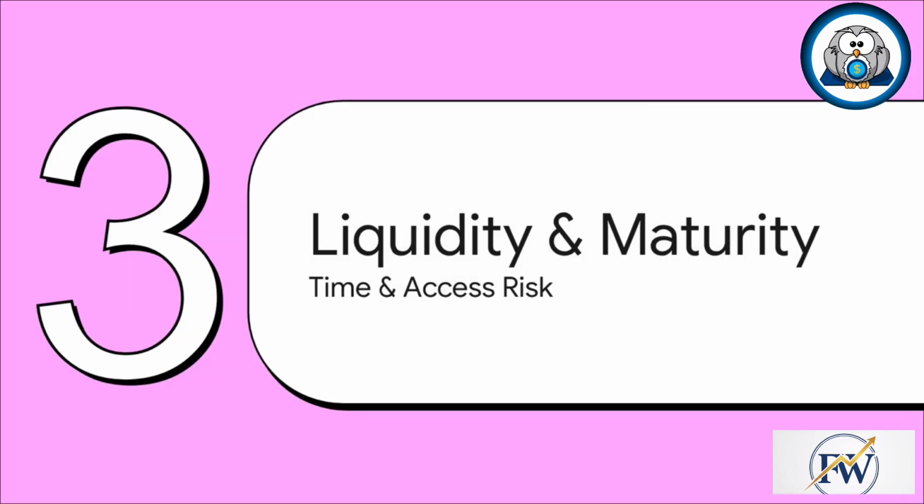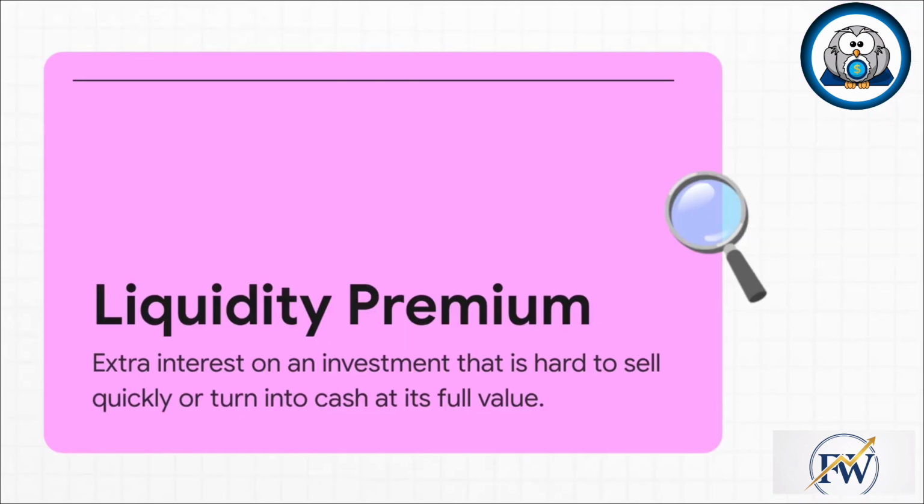Okay, next up, we've got a duo of premiums. Now, these are a little more advanced, but stick with me. They're both about the risks that pop up over time and how easily you can get your hands on your cash. First up is the liquidity premium. I love this one. I call it the "can I sell this quickly" fee. It's the extra interest you get on investments that are kind of a pain to turn back into cold, hard cash without taking a loss.